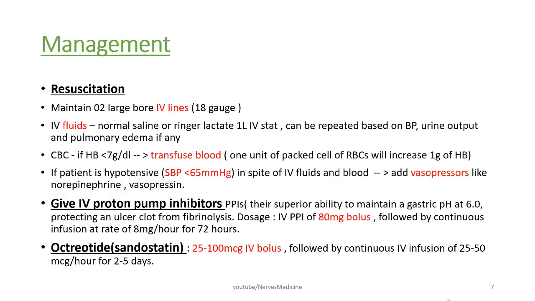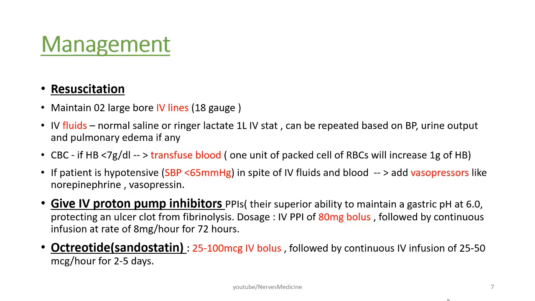Management of upper GI bleed. In an emergency, first of all, resuscitation. Maintain 2 large bore IV lines. IV fluids, normal saline or Ringer's lactate, 1 liter IV stat, which can be repeated based on blood pressure, urine output, and pulmonary edema. If hemoglobin is less than 7 grams per deciliter, transfuse blood. 1 pint of packed red cells will increase hemoglobin by 1 gram.